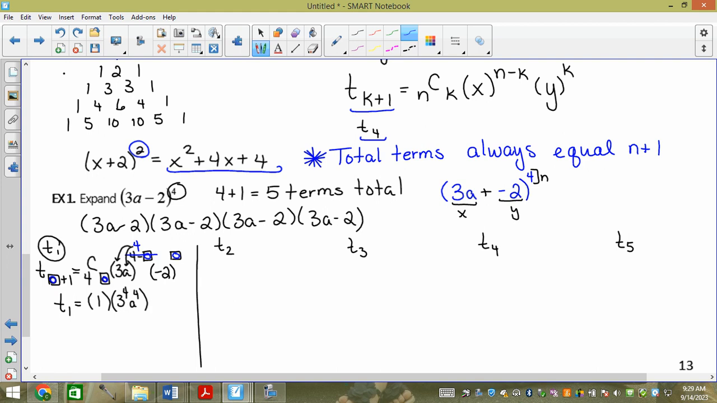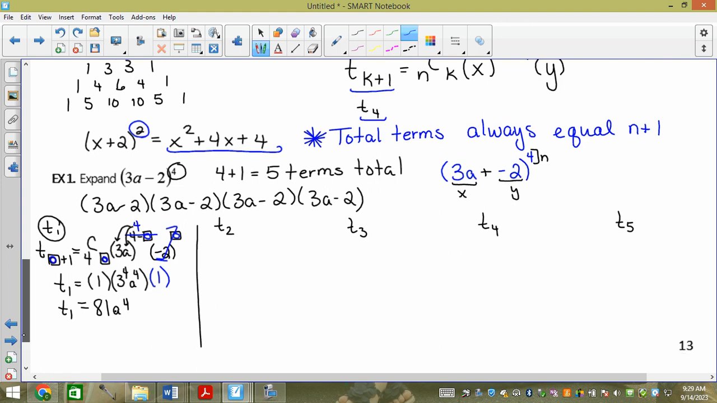Anything to the power of 0 is just what? 1. So I can multiply all my coefficients. 1, 3 to the 4, and 1. What's 3 to the power of 4? 81. And then I just have a to the 4. So I have term 1 done.